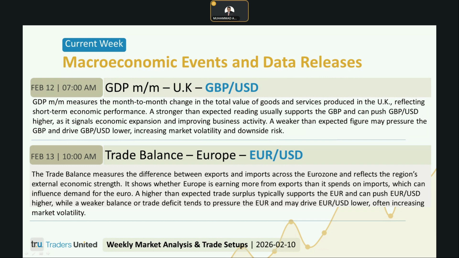On technical and sentiment considerations, euro dollar price action ahead of release reflects cautious positioning, with traders waiting for confirmation from the data. Volatility may increase around the release, especially if the trade balance delivers a meaningful surprise. Short term price spikes are common during data releases, highlighting the importance of execution and risk control.